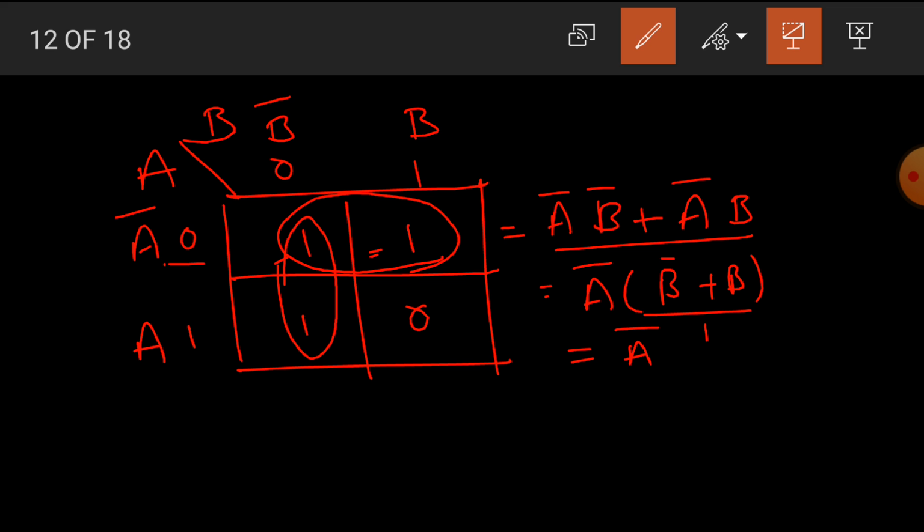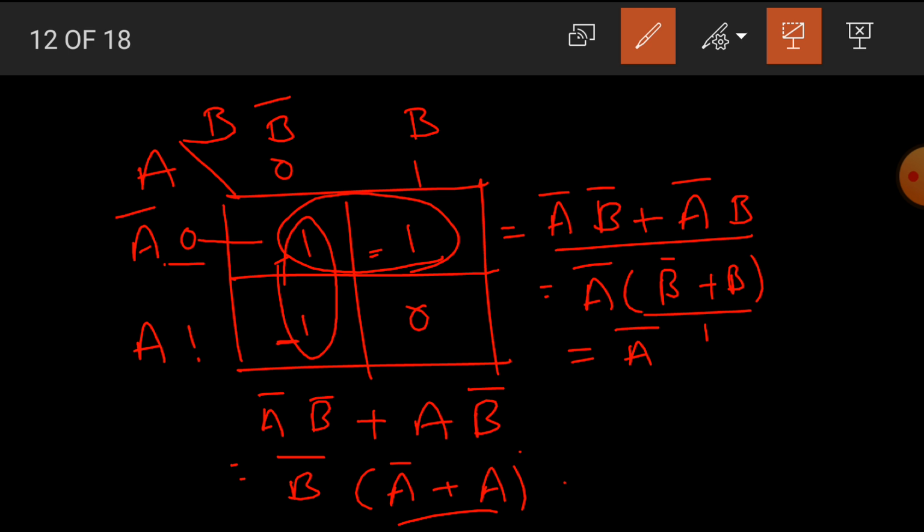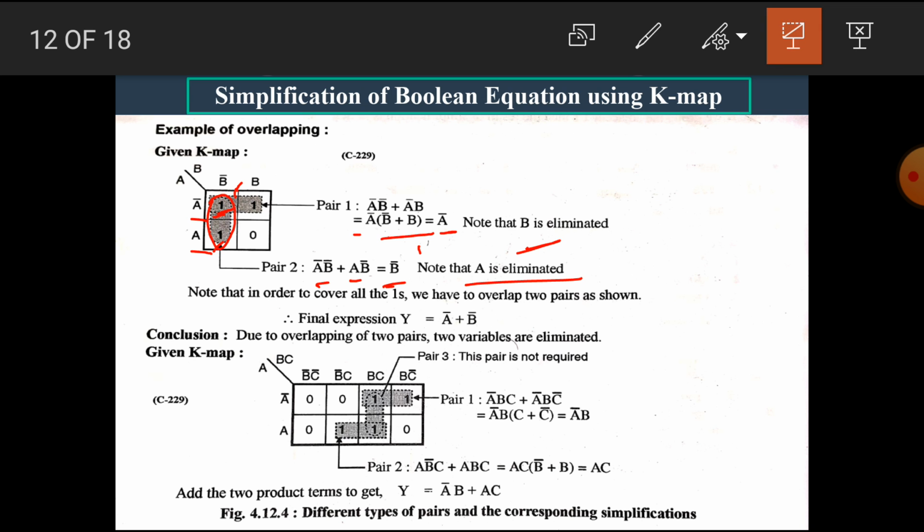In this pair we get the equation A bar B bar, plus for this one we get A B bar. Here B bar is common, and in bracket A bar plus A, but A bar plus A is equal to 1, hence we get B bar. Then we get the final equation as A bar plus B bar. I hope now you all understand this Kmap. Let's see the next example.